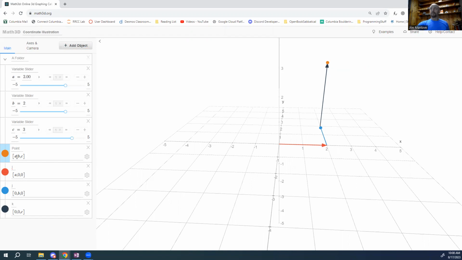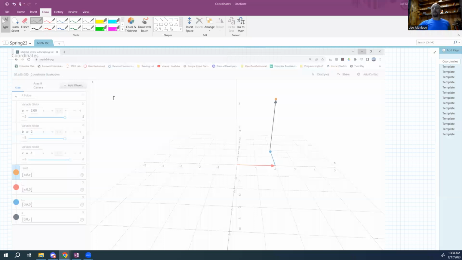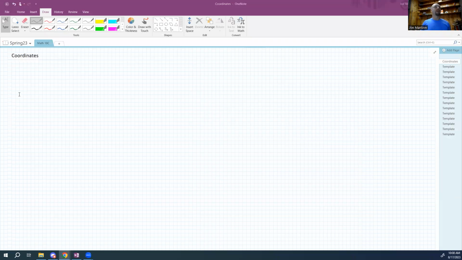Math 3D uses these little brackets. I'm going to tend not to use little brackets. When I describe a point like that, I'm going to describe it like this. I'm going to describe it with parentheses, X, Y, and Z. And these are going to be what are called rectangular coordinates.